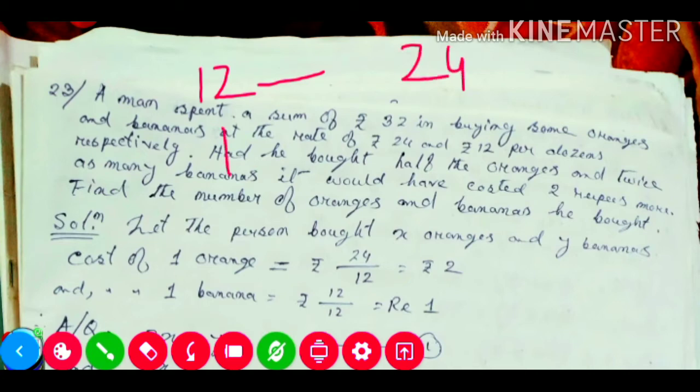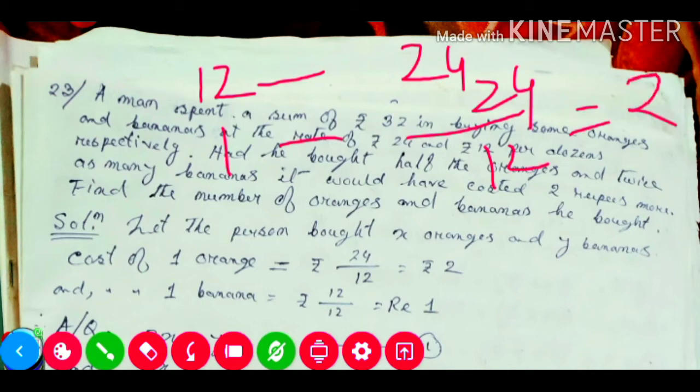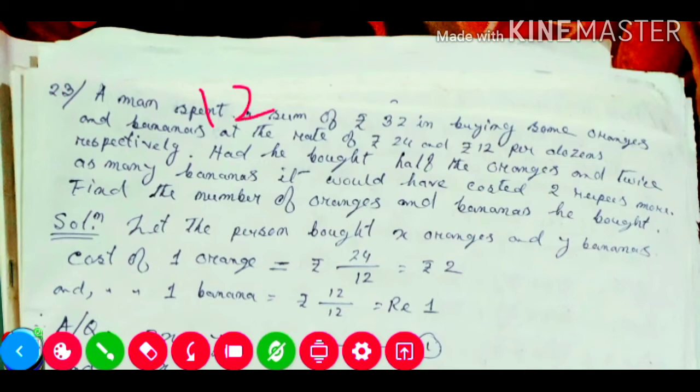That means what will 1 orange price be? 24 divided by 12 is equal to 2. So 1 orange price is equal to 2. And 12 bananas price is equal to 12. That means 1 banana price will be 12 divided by 12, equal to 1. So what was told here? Like this he spent how much rupees?